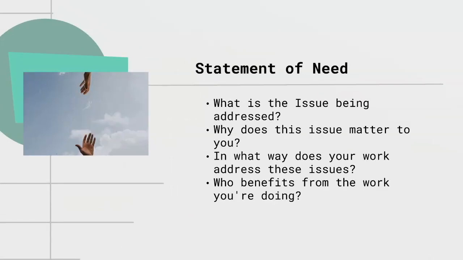Then in the second section, you're going to talk about the statement of need. What is the issue being addressed? So our magazine ensures that incarcerated citizens have the opportunity to be civically engaged and are informed about the pieces of legislation that impact them on a state and federal level. This issue matters to me because I have a lot of incarcerated citizens in my community that have expressed an interest in being civically engaged but don't have the tools to be able to do so.